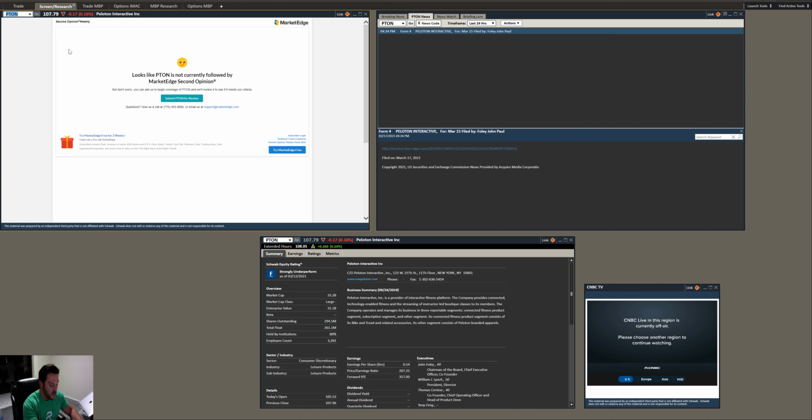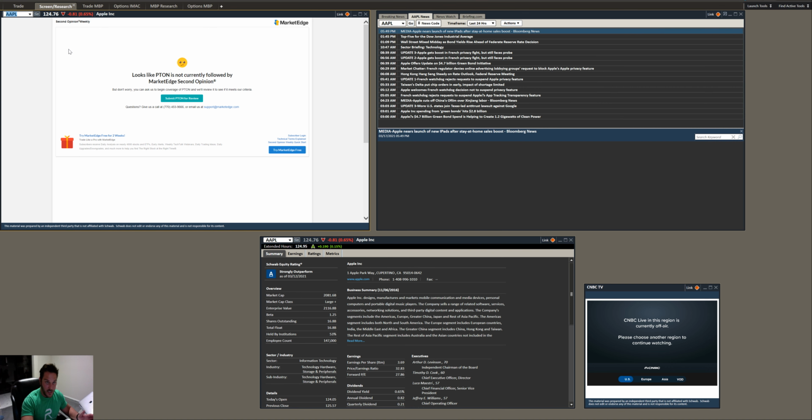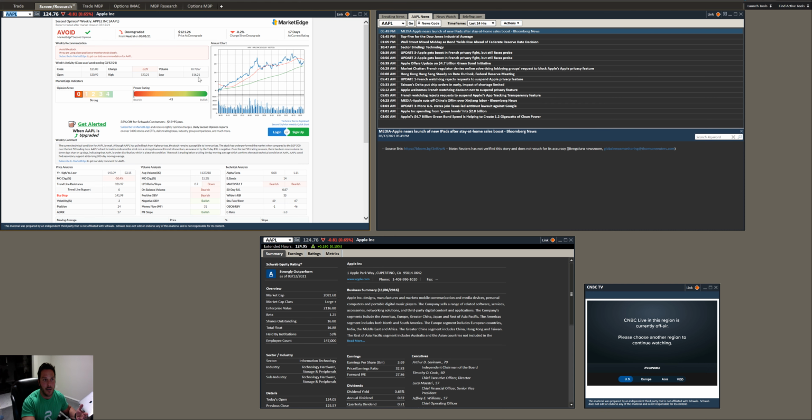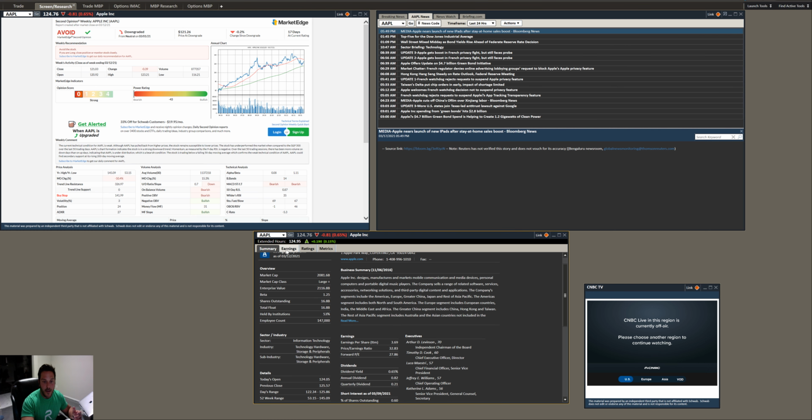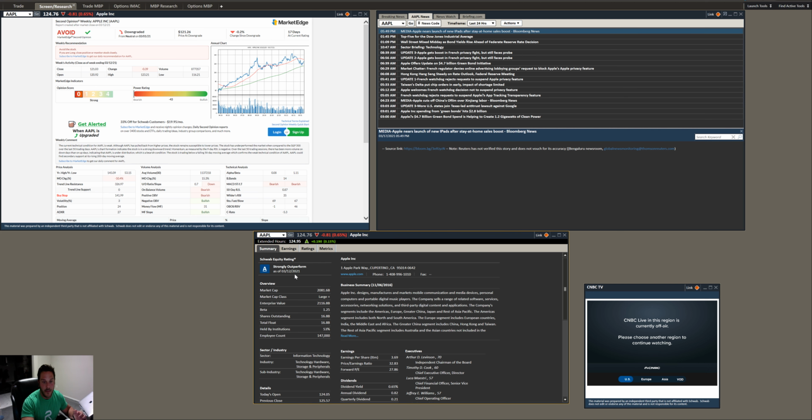So I'm going to change it to Apple, ticker symbol AAPL, just because I think it's more readily recognized. Letting this load, but I want to skip this right now. I want to divert all of your attention over here to this box first, and that is just the summary screen, okay? So from here, we have these tabs: summary, earnings, ratings, metrics, okay? First off, summary.